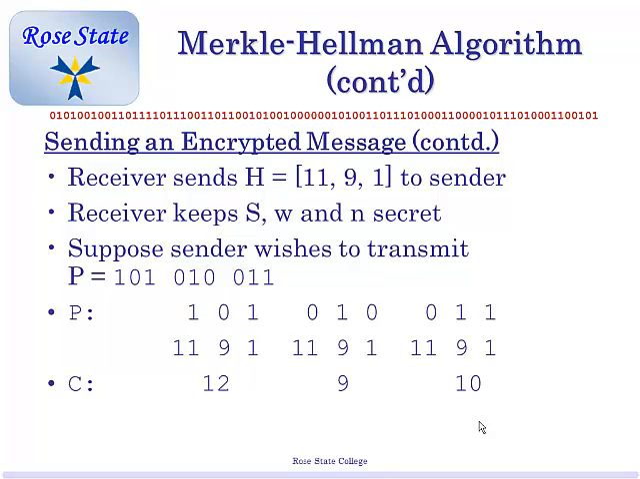All right, now we're going to send a message. The receiver sends the 11, 9, 1. So Carol sends 11, 9, 1 to me. The receiver, Carol, keeps the simple knapsack. She also keeps N and W secret. So what does she send to me? Just the hard knapsack.